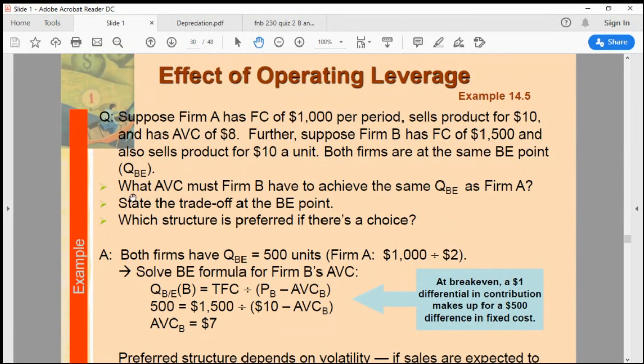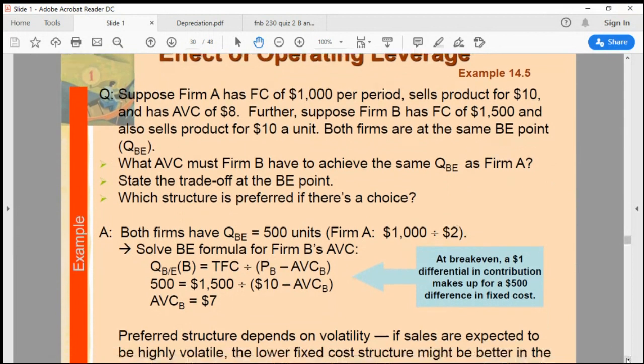The question will be a three-part question. What average variable cost must firm B have to achieve the same break-even quantity as firm A? In other words, obviously price is the same, break-even point is the same, then the cost will have to be different. And of course, fixed cost is already different, right? So what should be the average variable cost per unit production cost, or CGS? And state the trade-off at the break-even point. Which structure is preferred if there is a choice?